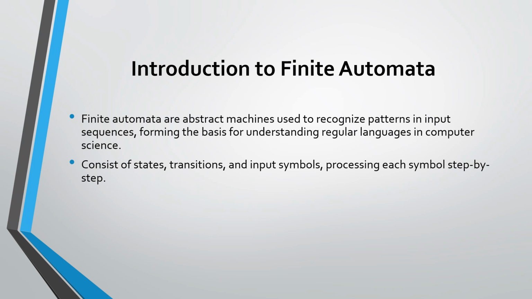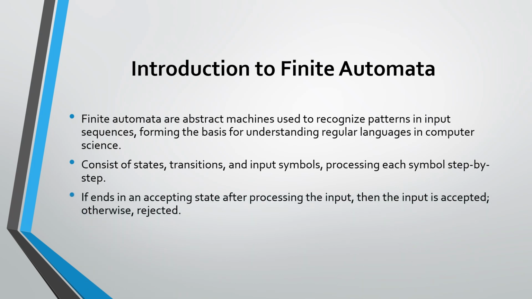Also, the finite automata consist of states, transitions, and input symbols, processing each symbol step by step. If it ends in an accepting state after processing the input, then the input is accepted, otherwise it is rejected. And finite automata are widely used in text processing, compilers, and network protocols.